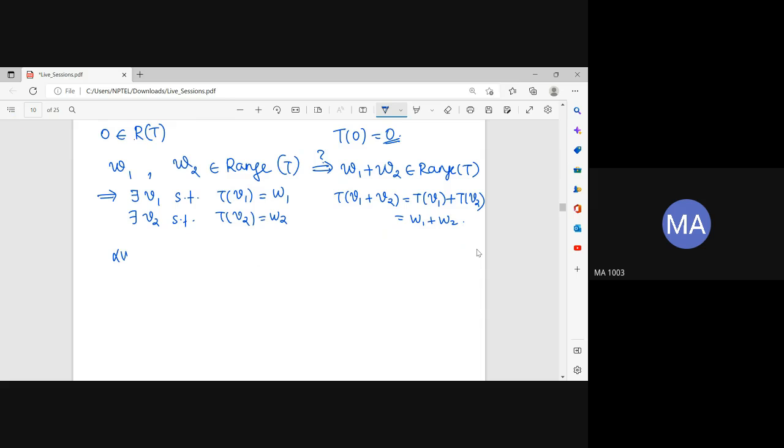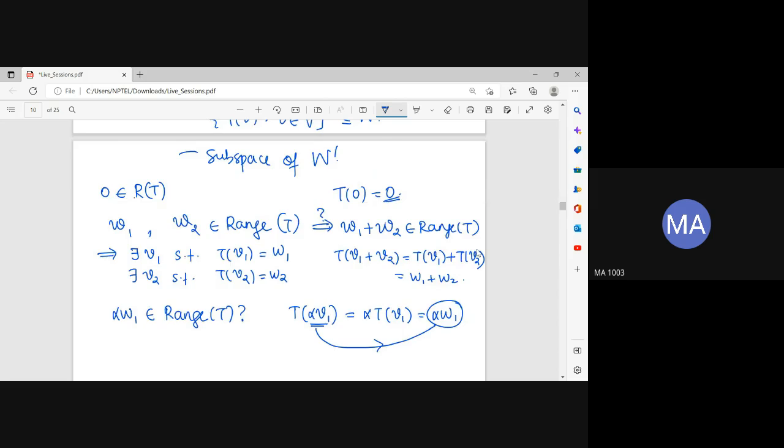What about alpha W1? Does it belong to the range? Can you give a pre-image? Alpha V1. What is the image of this? Alpha into T of V1, that is alpha W1. So I have found a pre-image for alpha W1. So alpha W1 is also an output, so it belongs to the range. So the range is a subspace of the codomain.